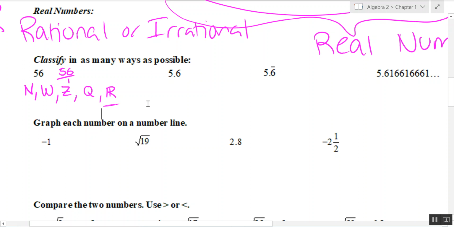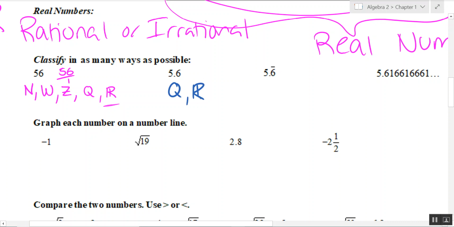Go ahead and pause the video right here, see if you can do the next three, and see if you can classify these in as many ways as possible. All right, 5.6, that is not a natural number, it's not a whole number. It is not an integer, but it can be written as a fraction, so it is a rational number, and all of these are all real numbers.